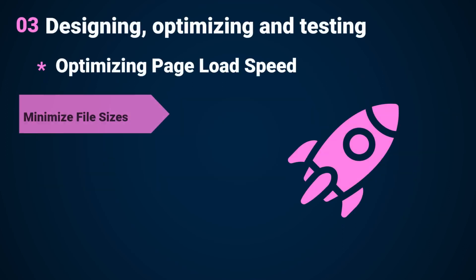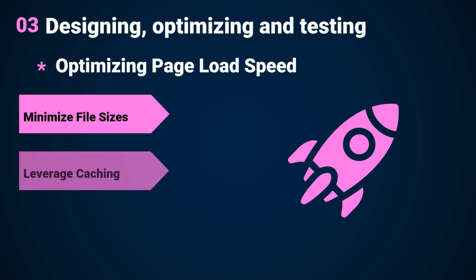Reducing the size of files such as images, CSS, and JavaScript can significantly improve page load speed. Compress images and use appropriate image formats like JPEG or WebP. Minify CSS and JavaScript files to remove unnecessary characters and reduce file size. Caching allows web browsers to store certain files locally, reducing the need to re-download them on subsequent visits. Implement browser caching by setting appropriate cache headers and utilizing techniques like HTTP caching and content delivery networks, CDNs, to serve cached content from servers closer to the user.